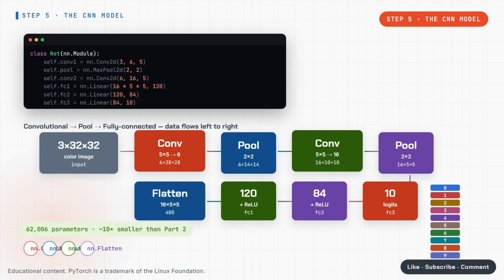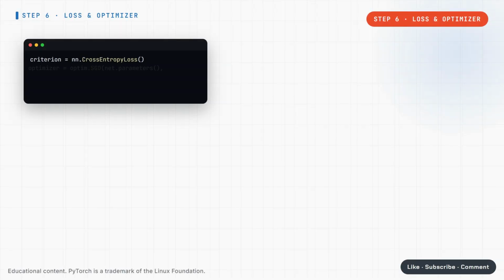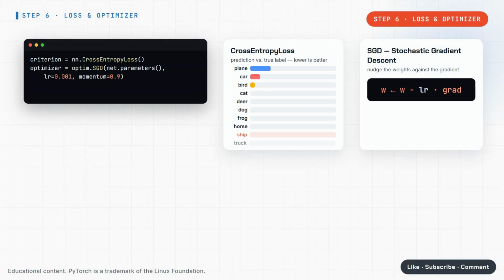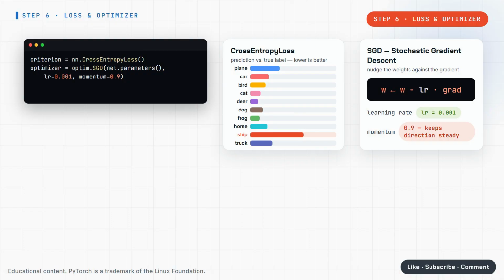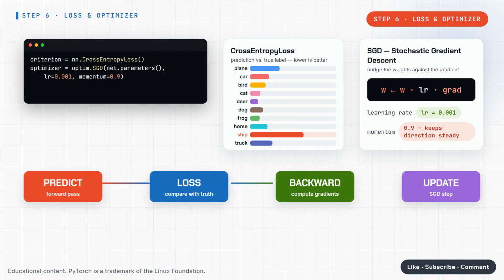In total, about 62,000 parameters. 10 times smaller than part 2. Training needs 2 more pieces. First, a loss function. Cross-entropy loss compares the model's 10 scores with the true label. A small loss means a good guess.